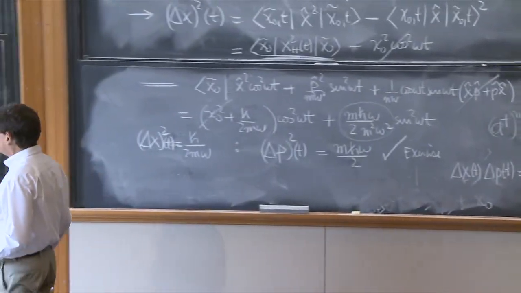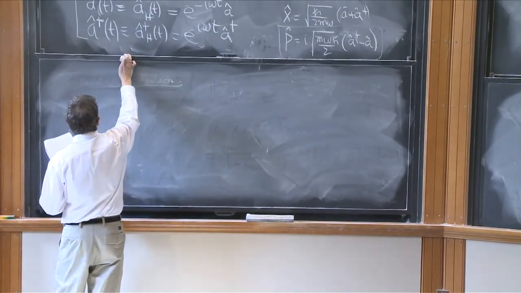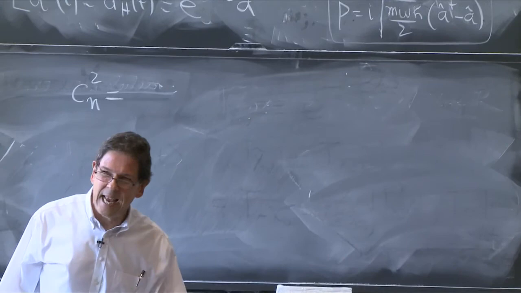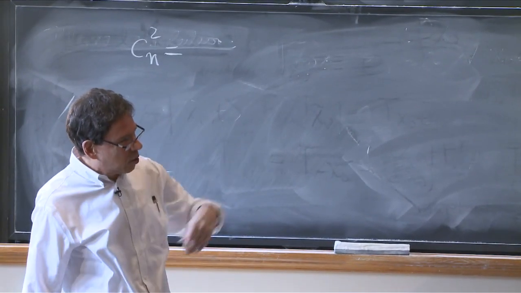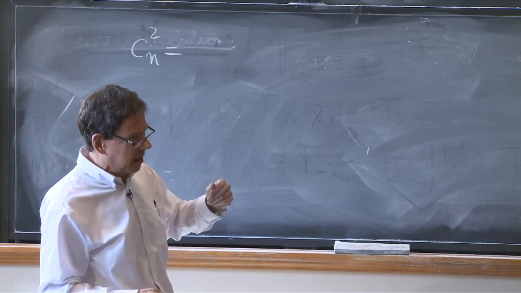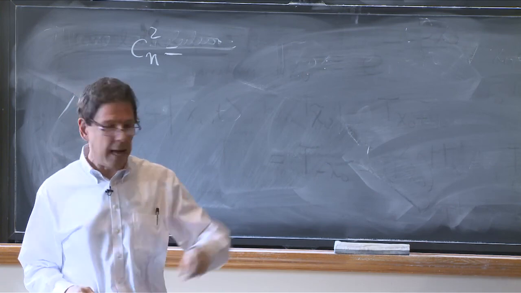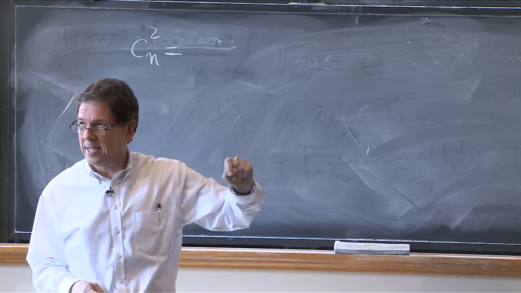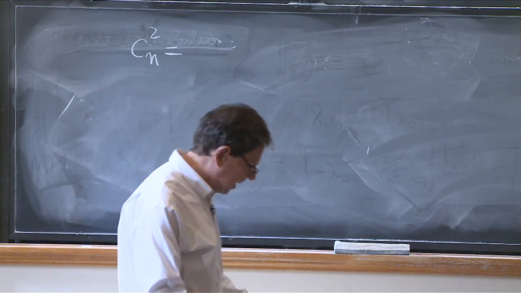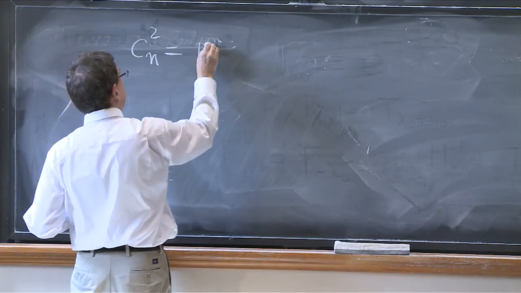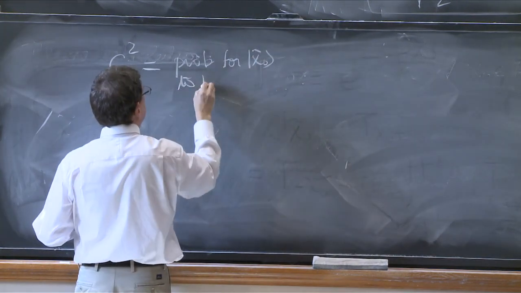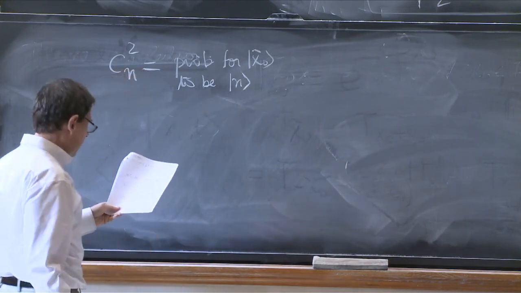Let me write it in the following way. Cn squared. Why would I care about Cn squared? Cn squared is the probability to find the coherent state in the nth energy eigenstate. The amplitude to have it in the nth energy eigenstate is Cn. So that probability to find it in the nth energy eigenstate is Cn squared, the probability for x tilde 0 to be in the nth energy eigenstate.